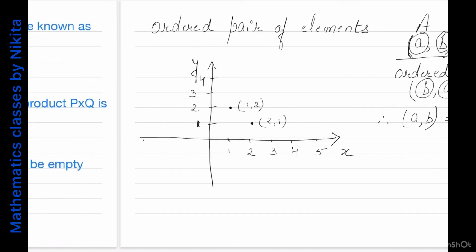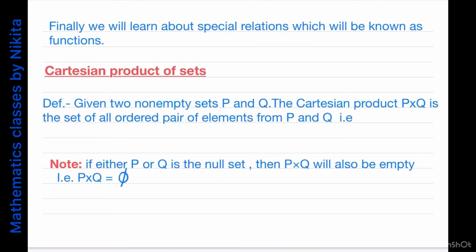Now let's see what is the Cartesian product of sets. Given two non-empty sets P and Q, the Cartesian product P cross Q. This operation is cross. P cross Q is the set of all ordered pairs of elements from P and Q. So what is P cross Q? P cross Q is known as the Cartesian product of P and Q, and this is the set of all ordered pairs of elements from P and Q. The word all is very important.